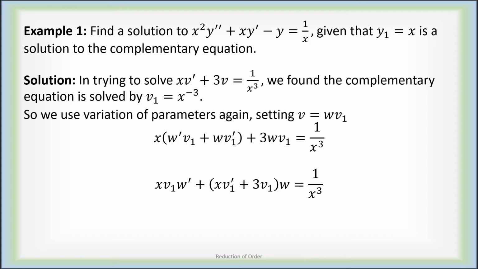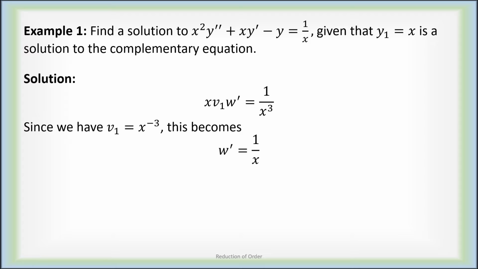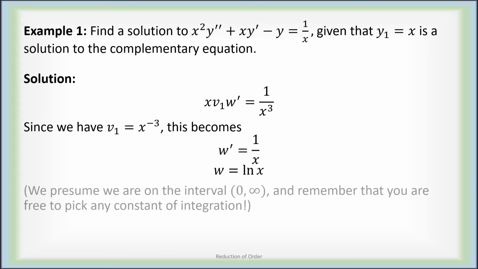All right, I rearrange this according to which derivative of w appears. Of course, xv1 prime plus 3v1 was 0, so that term vanishes, and we end up with xv1w prime equals 1 over x cubed. Okay, so at this point, we're trying to solve xv1w prime equals 1 over x cubed. Since v1 was already known to be x to the minus third power, this ultimately just reduces to w prime equals 1 over x. Therefore, w is the log of x.